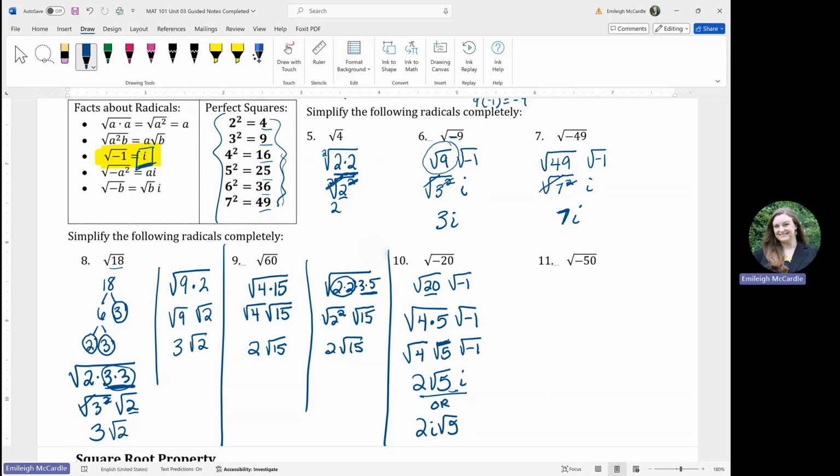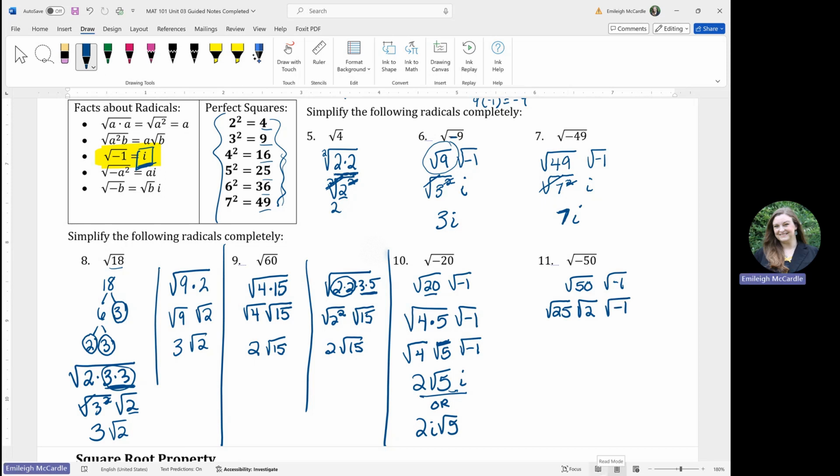All right, let's do another one with number 11. So again, I'm breaking this down and taking that negative sign out. So square root of 50 and square root of negative 1. Looking at our list of perfect squares, does 4 go into 50? No. Does 9 go into 50? No. Does 16 go into 50? No. Does 25 go into 50? Yes. So I'm going to separate this into 25 and 2. So 25 times 2 gives me 50, and bring down the negative 1.